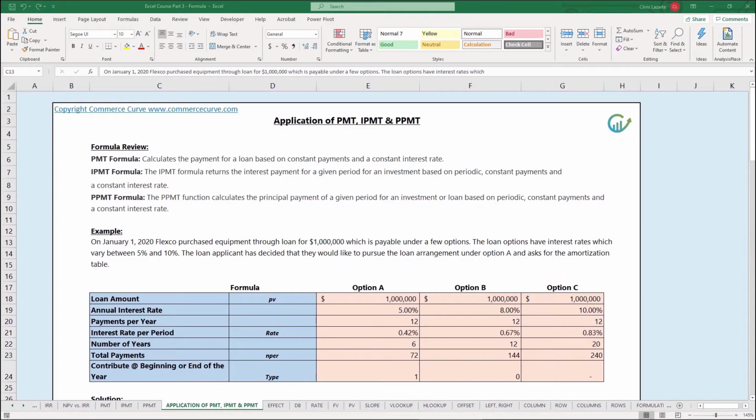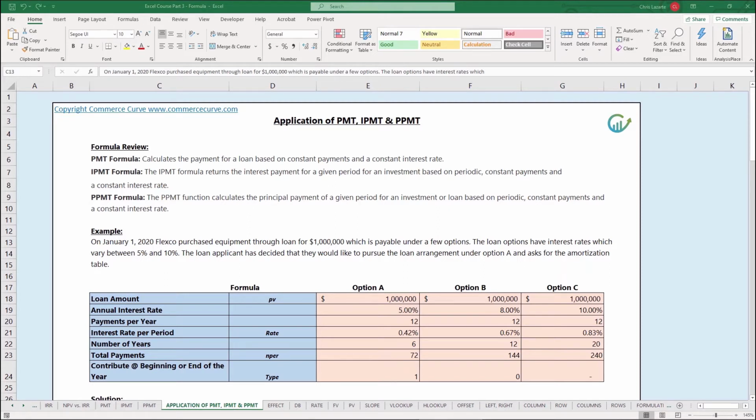In this lesson, we're going to review the application of the payment, IPMT, and principal payment formula. Let's take a look at the formula at a high level before we jump into an example. There are three different formulas that we're going to combine into our analysis here.